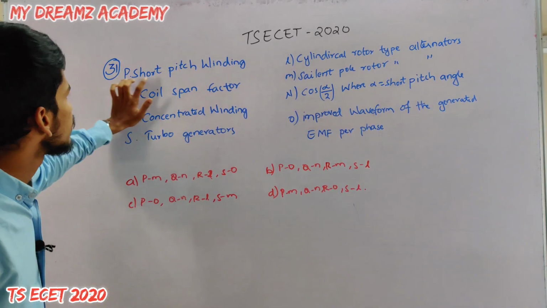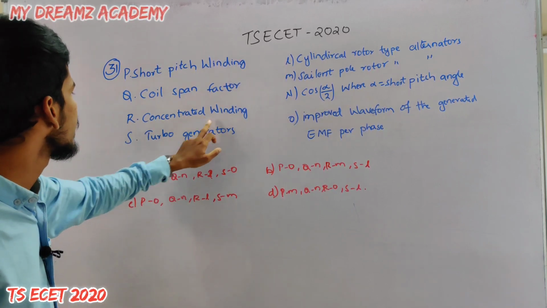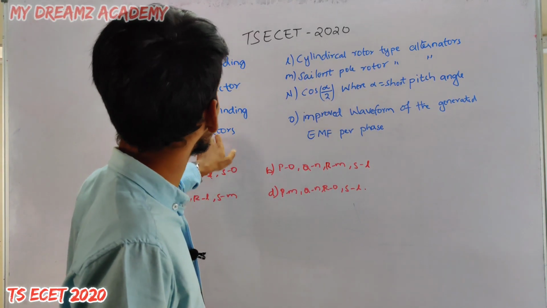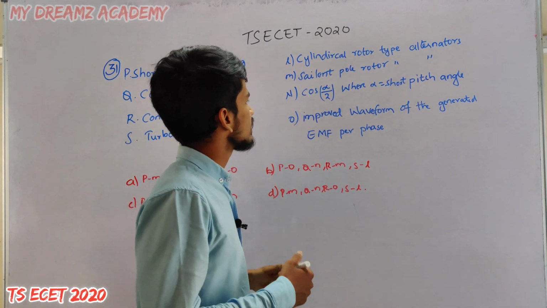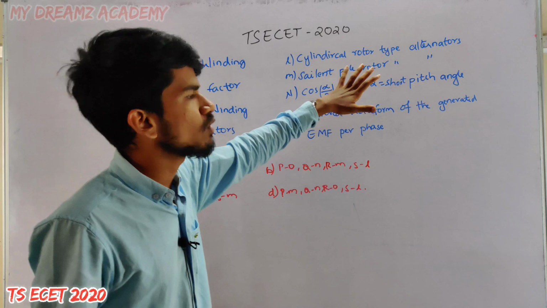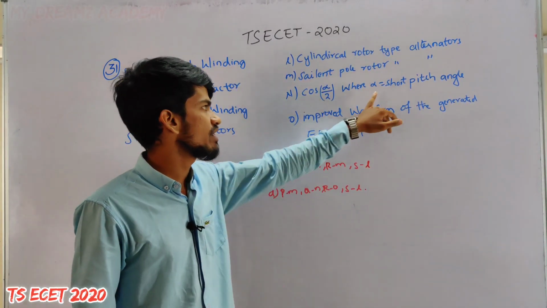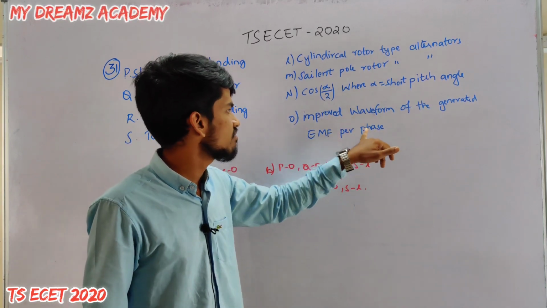First one, P, short pitch winding. Q, coil span factor. R, concentrated winding. S, generators. First one, P, short pitch winding. You need to check what is the information given related to the short pitch winding. Cylinder rotor type alternators, silent pole rotor type alternators, cos alpha by 2 where alpha is called short pitch angle, improved waveform of the generated EMF per phase.